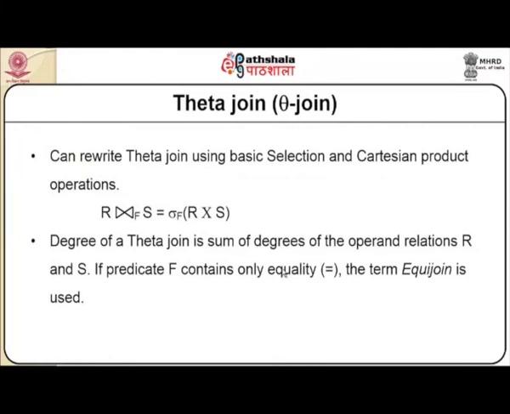This theta join can be rewritten using basic selection and Cartesian product operations, of the form R theta join S is equal to select, the sigma indicates select, R Cartesian product S with the same predicate. So the degree of theta join is the sum of degrees of operand relations R and S. If the predicate f contains only equality, the term equi-join is introduced. That means if the condition of the theta join as a predicate has only the equal symbol, then this theta join is called equi-join.